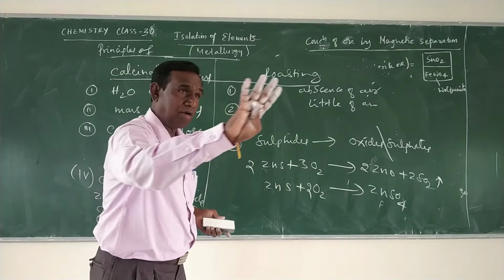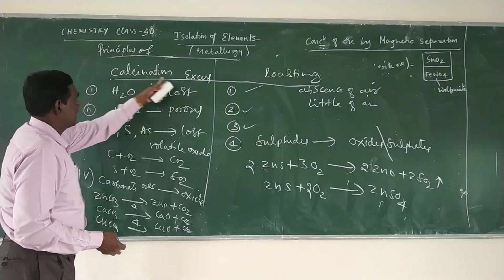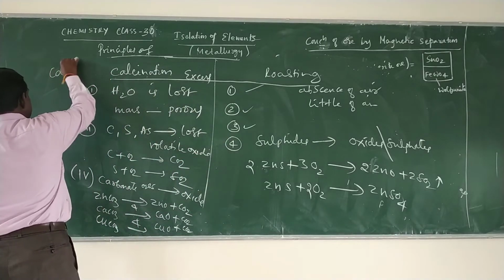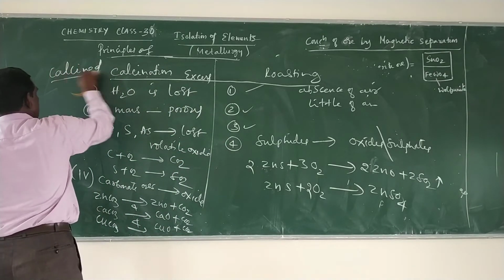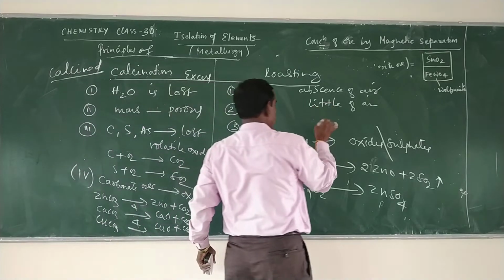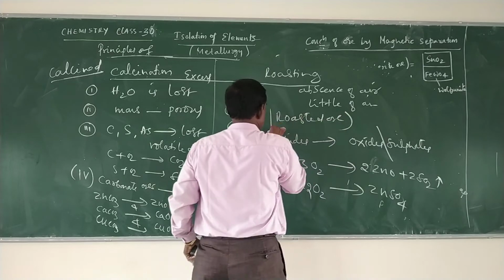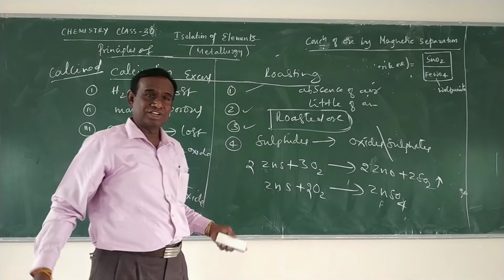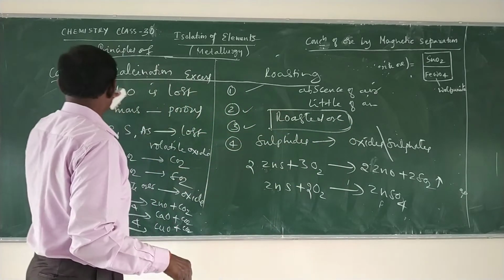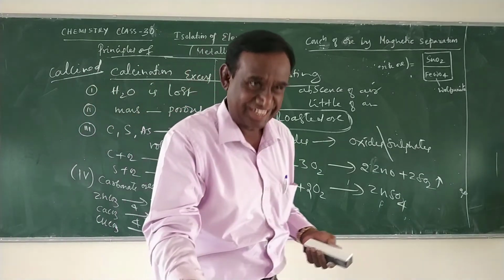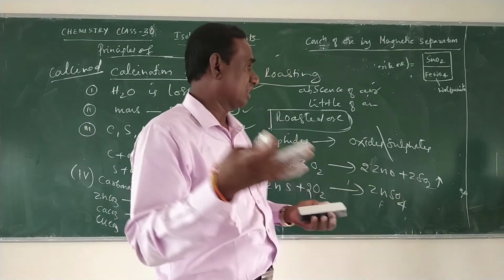Now after calcination, the ore is called the calcined ore. After roasting, it is called the roasted ore. After roasting, ore is called the roasted ore. After calcination, ore is called the what? Calcined. After concentration, concentrated. That is how you can give the terms for it.